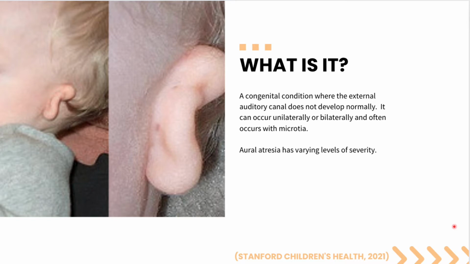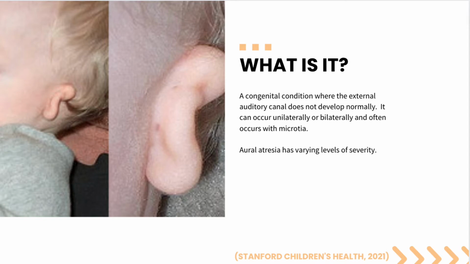So atresia can occur unilaterally or bilaterally, and it often occurs with microtia or an underdeveloped pinna, and as you can see in this picture, there is both atresia and microtia. Because aural atresia has varying levels of severity, the malformation can look different. In some cases, there's a semblance of an external auditory meatus, but it will taper off into a shallow dead end.